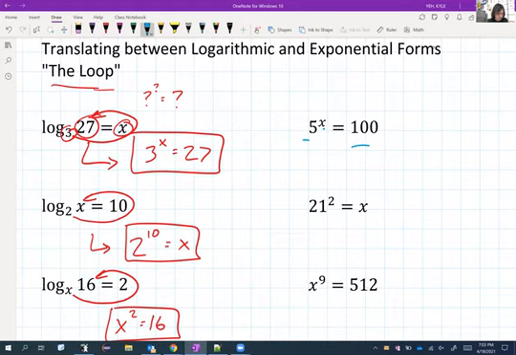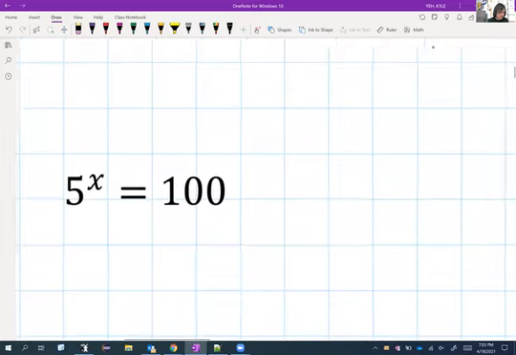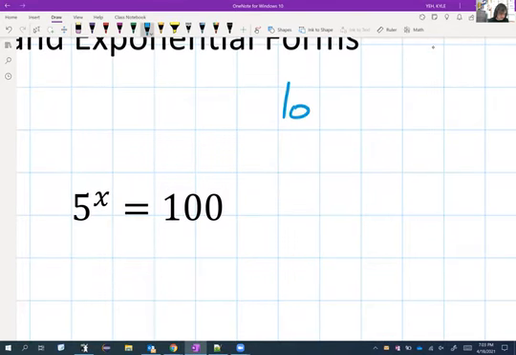Something to the something equals something else. So here, I'm starting in exponential form. If I want to go to logarithmic form, kind of similar. I know that logarithmic form is log base something of something equals something. I still need 3 values to plug in. So here's how the loop works if we start in exponential form.